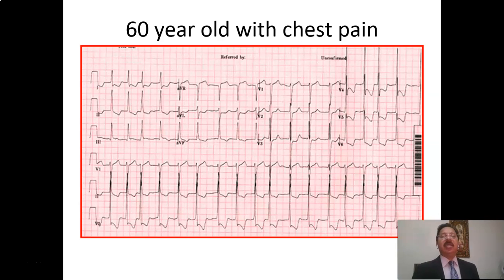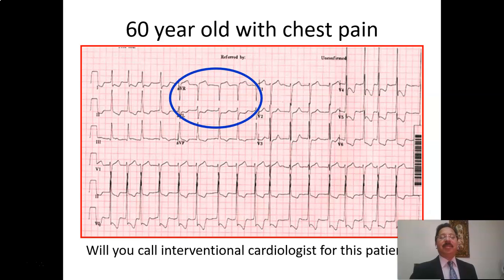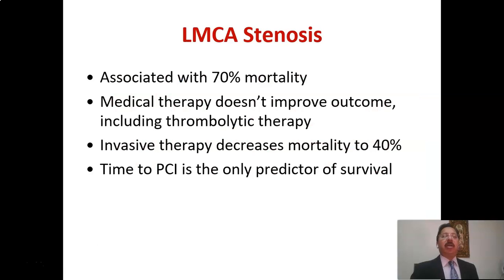So this is a 60-year-old with chest pain, and you see ST segment depression in lead I, aVL, even the chest leads, but you look at the aVR, there is ST segment elevation. So here, this patient, probably you are not going to offer thrombolytic therapy, but the important thing is you have to call the interventional cardiologist.